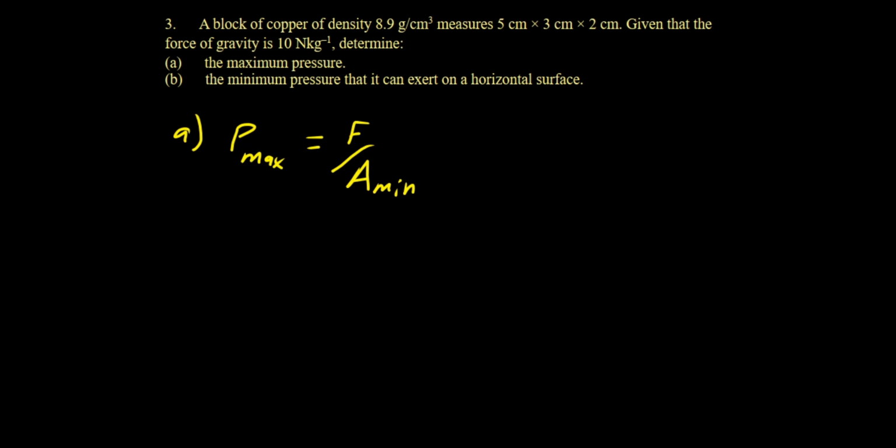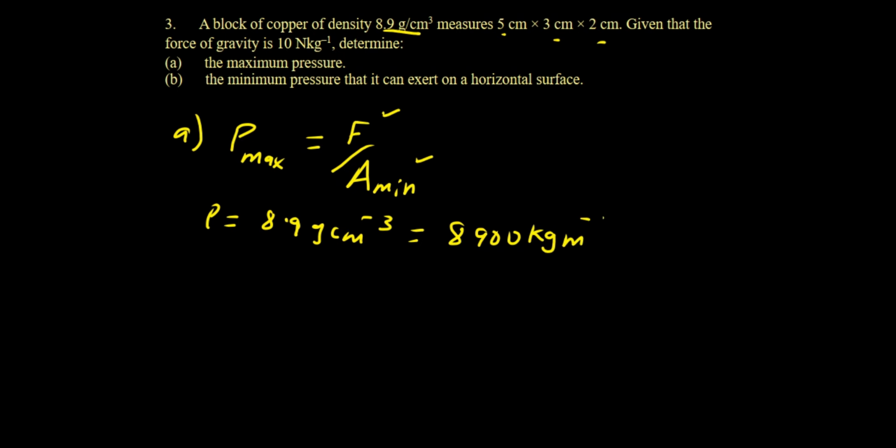That is the formula for maximum pressure. Now for us to solve this problem, we first need a force. Then we need an area. So when you look at our values here, we have the density and some few dimensions. So we need to calculate the volume because we have a density of 8.9 grams per cubic centimeters, which is equivalent to 8,900 kgs per cubic meter.